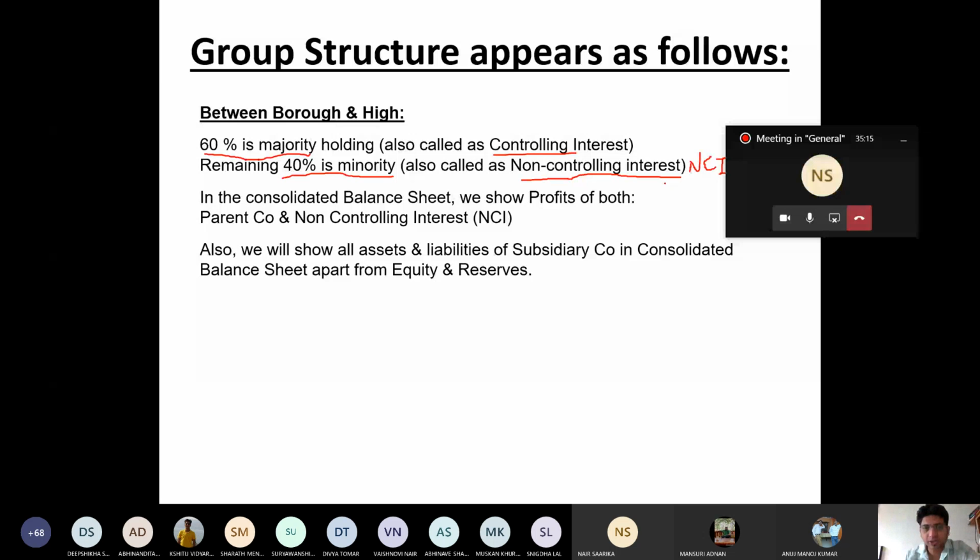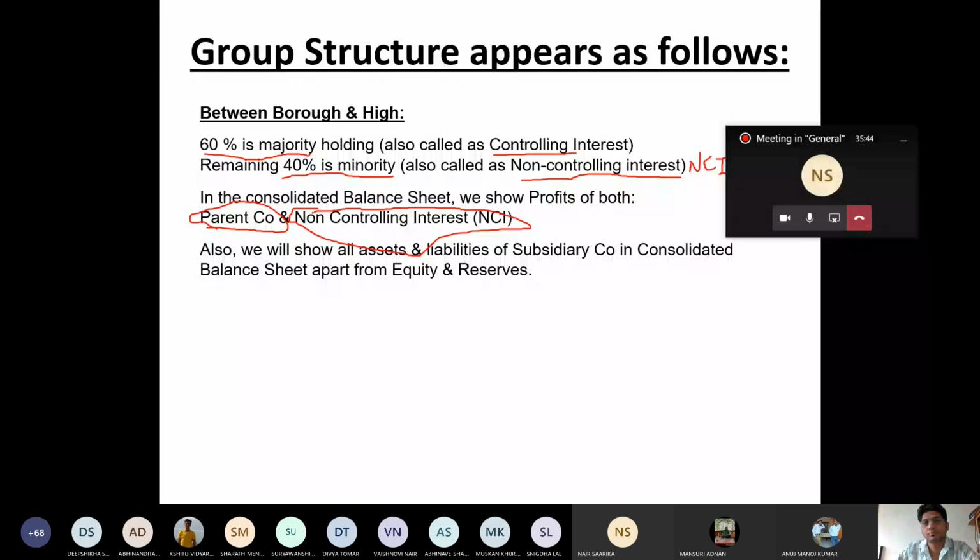So in the consolidated balance sheet, we show profits of both. Parent company profits will show, and non-controlling interest profits also we will show. So the profits in our balance sheet will be split into two parts, 60% and 40%. Is this clear to everyone?